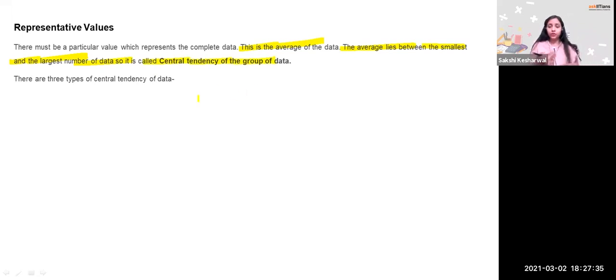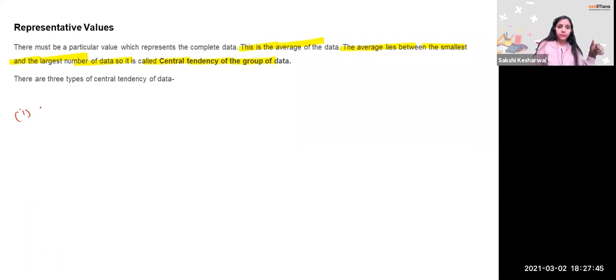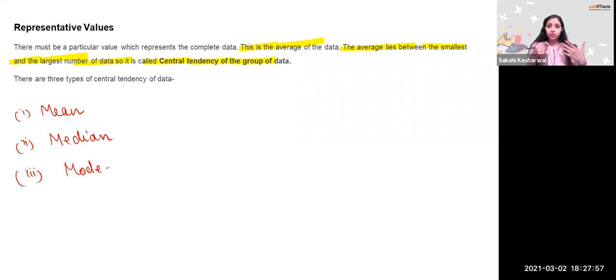See what we are going to do. There are 3 types of central tendency, right? One is arithmetic mean, that is mean. First is mean. Second is median. And the third one is mode, right? So you will take the data, and depending on the data, we see what the requirements are.